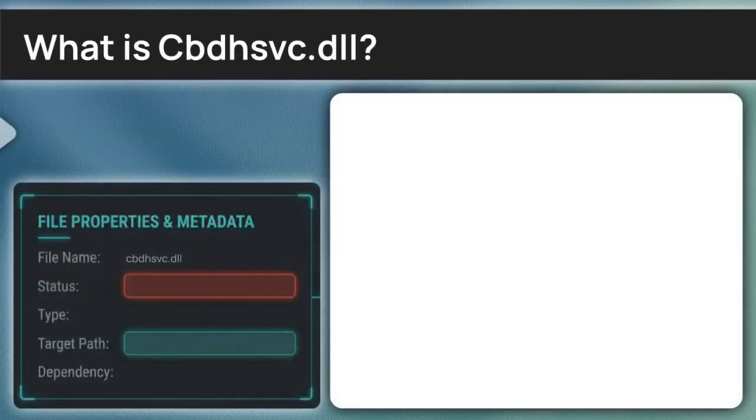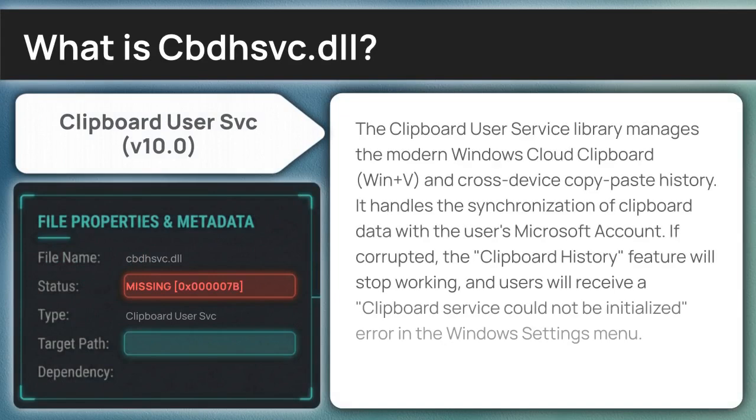This is the Clipboard User Svc. It manages the modern Windows Cloud Clipboard, Win plus V, and cross-device copy-paste history. It handles the synchronization of clipboard data with the user's Microsoft account. If corrupted, the Clipboard History feature will stop working, and users will receive a "Clipboard Service could not be initialized" error in the Windows settings menu.